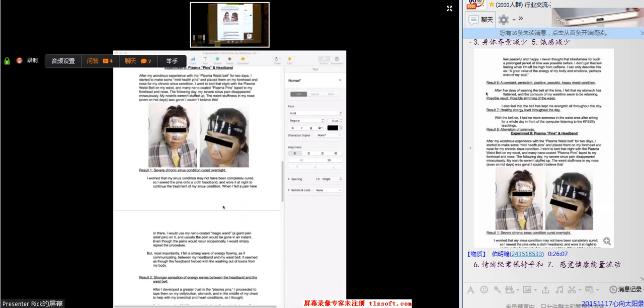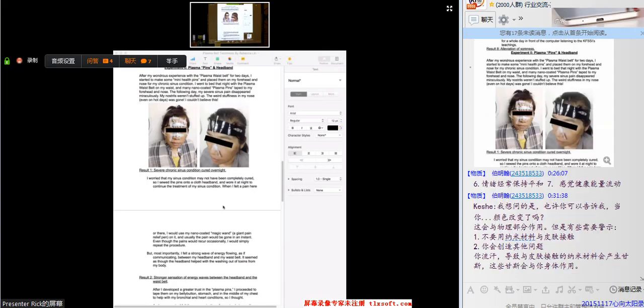I worried that my sinus condition may not have been completely cured, so I sewed the pins onto a cloth headband and wore it at night to continue the treatment of my sinus condition. When I felt a pain here or there, I would use my nano-coated magic wand, a giant pain relief pen, on it, and usually the pain would be gone in an instant. Even though the pains would recur occasionally, I would simply repeat the procedure.